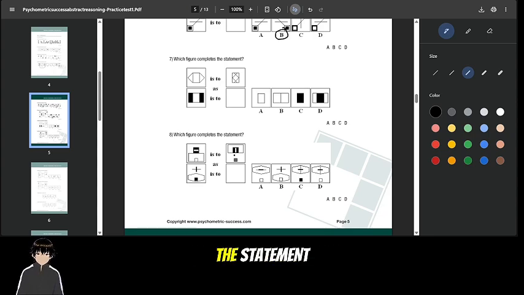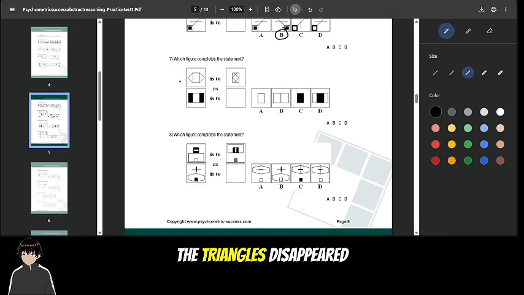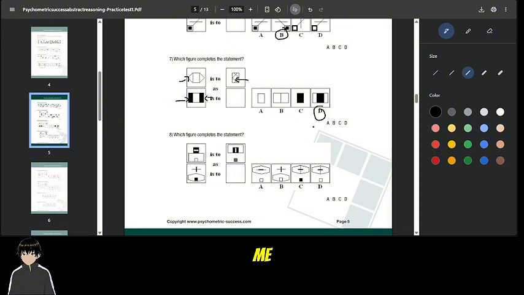Which figure completes the statement? Is to that. If you look at it here, the triangles disappeared and they went inside the square. So I'm assuming the outer layers will be inside as well. So it's going to be D for me.